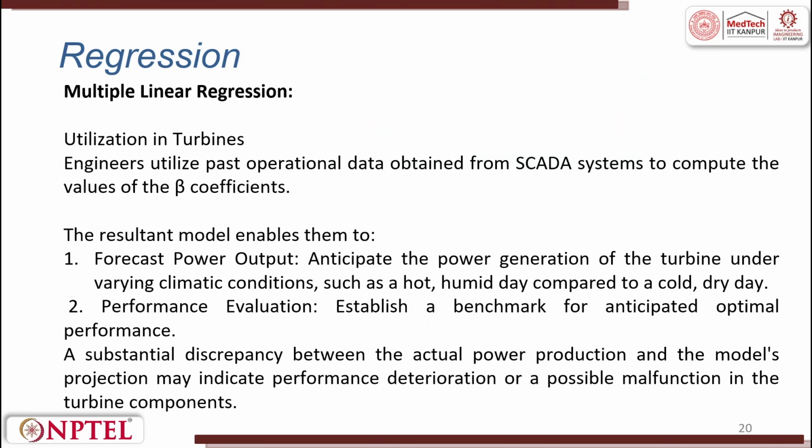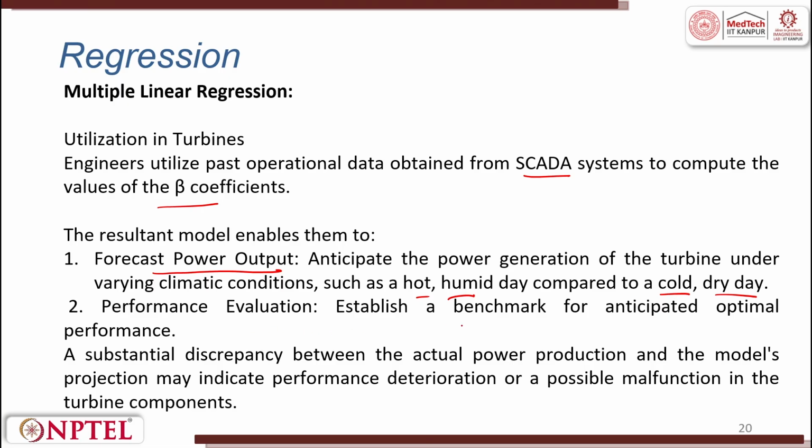Now, utilization in turbines, there is one equation that I have taken from the University of California database where they have given this combined cycle power plant system. In utilization turbines, engineers utilize past operational data obtained from the SCADA system to compute the values of beta coefficients. The resultant model often enables them to forecast power output, that is anticipate the power generation of turbine under varying climatic conditions such as hot, humid day compared to a cold, dry day.